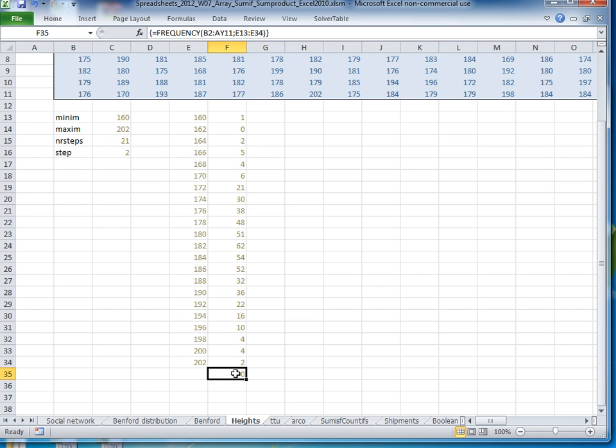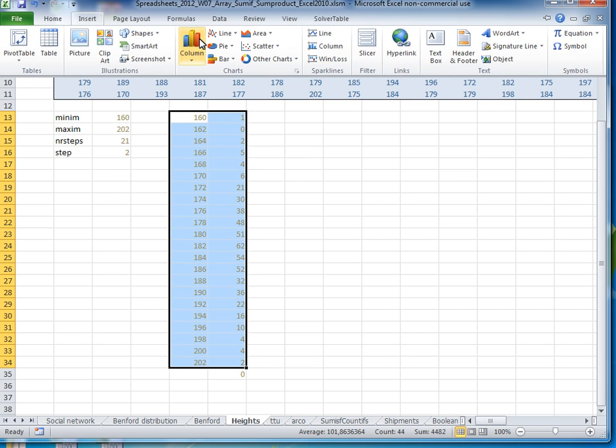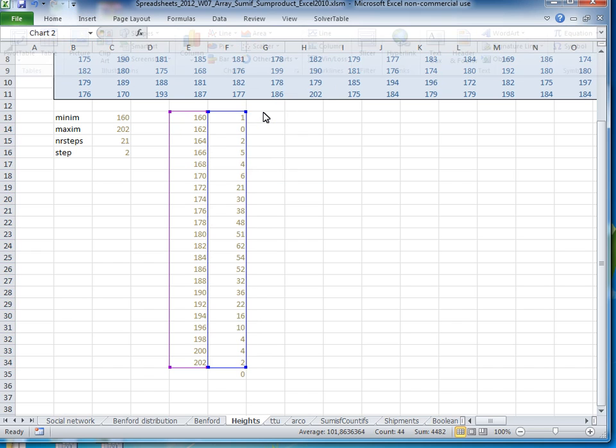And now, in order for us to draw a graph here, we select all these without this last cell, and this seems to be a scatter graph because here it is, the x-axis has heights and how many people with that height are on the y-axis. So we do an insert and scatter graph, and here we go.